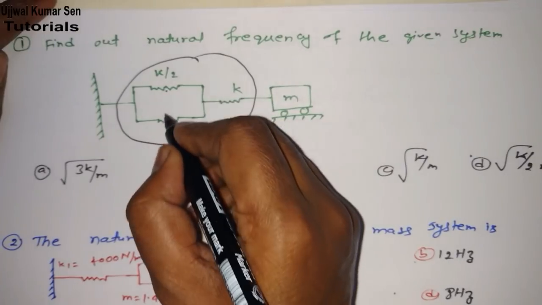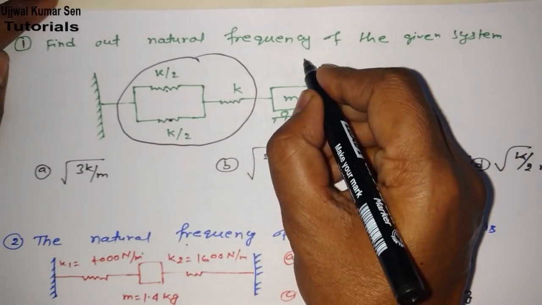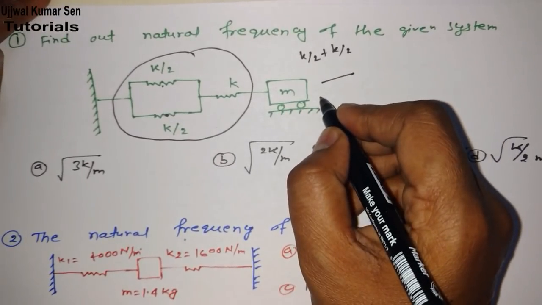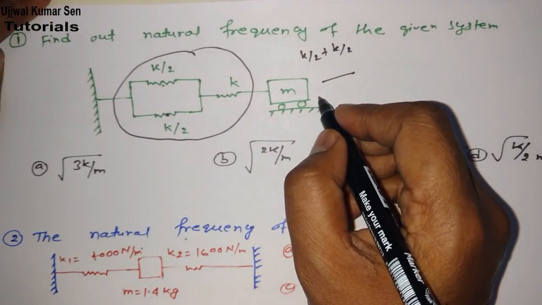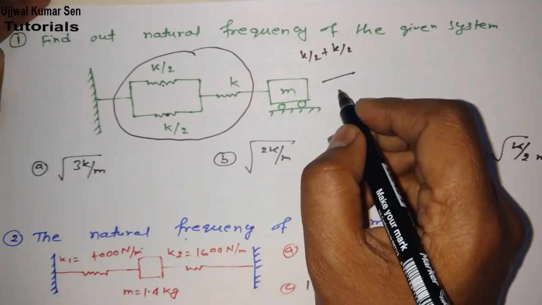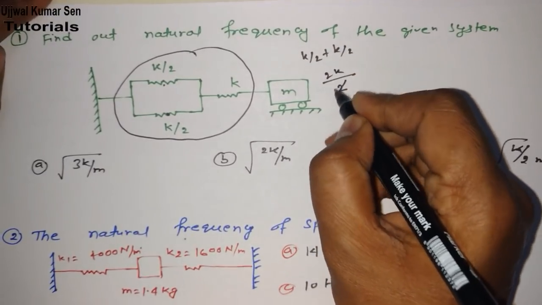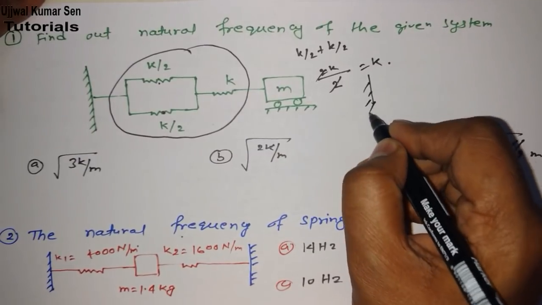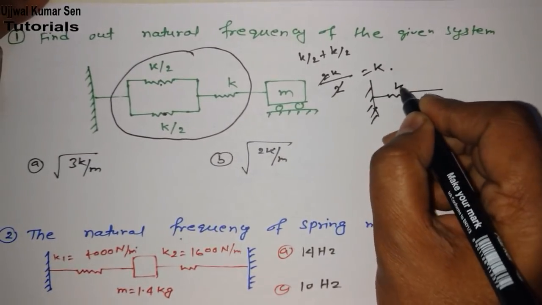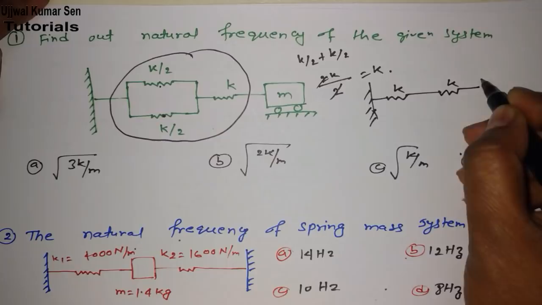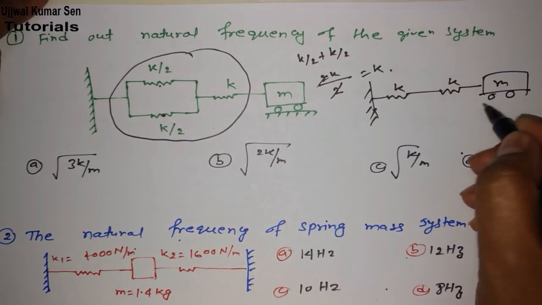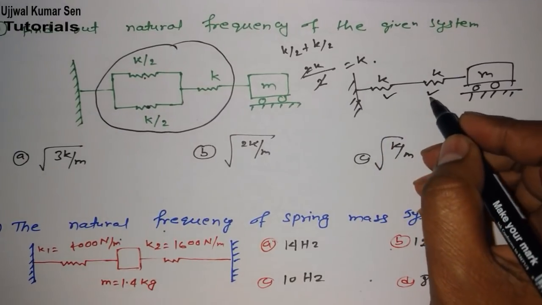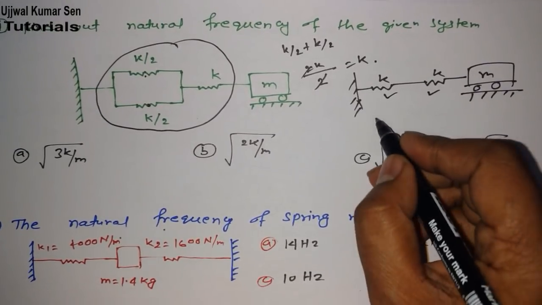So here this one and this one are in parallel, so we can say k/2 plus k/2 is how much? It's k/2 and k/2, which is 2k/2, so k. So you can draw this diagram like this, k and this one is also k, and this is m.